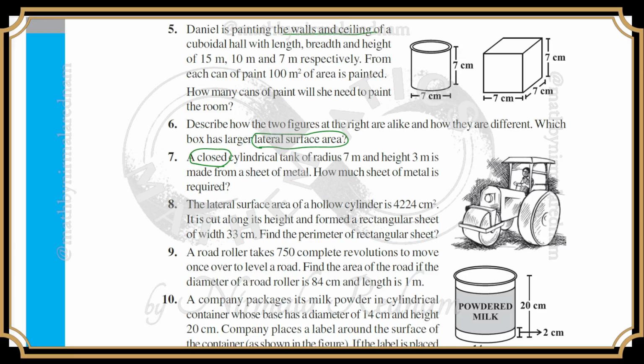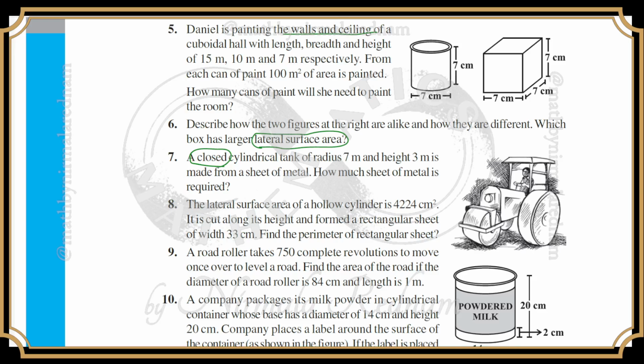Next question, the lateral surface area of a hollow cylinder. Now what we mean by hollow cylinder is you don't have base and top. So you're talking about lateral surface area there. It is cut along its height. You know that you will get a rectangular sheet. We have seen it in the previous video. Width is given to us. Find the perimeter of the rectangular sheet.